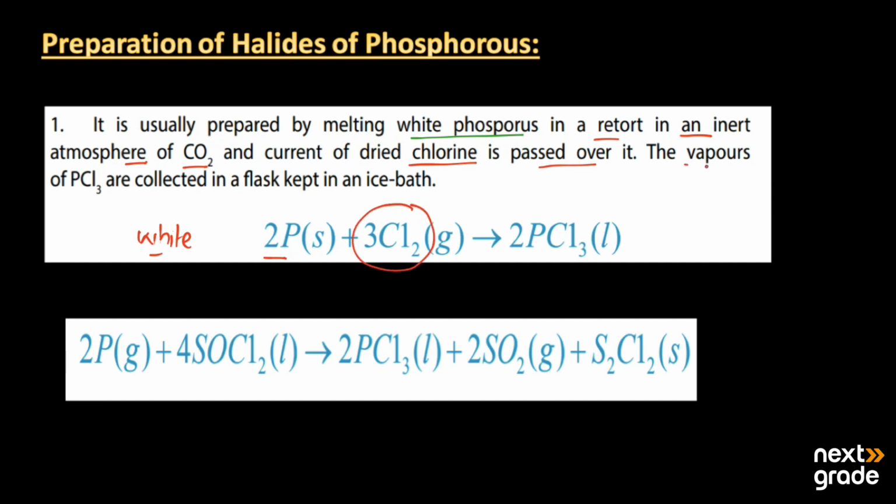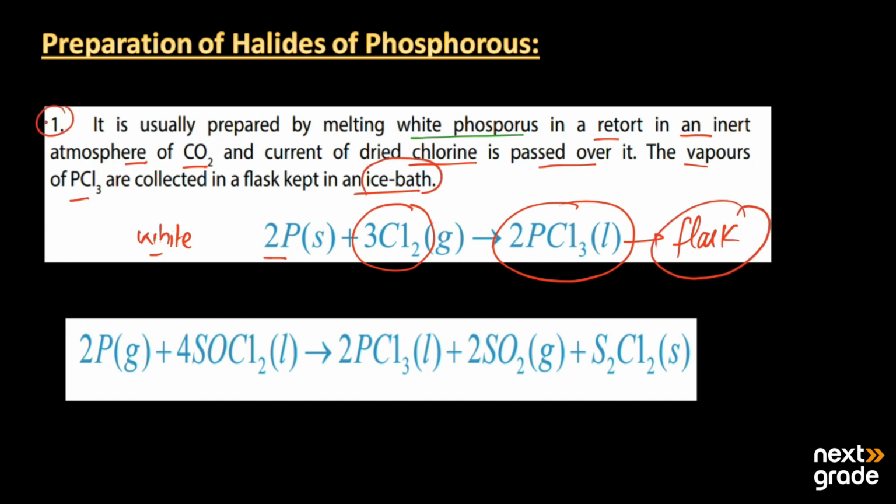Now what happens is that the vapors of PCl3, that is phosphorus trichloride, are collected in a flask that is kept in an ice bath. So it is collected from the flask, and that flask must be kept in the ice bath. In this way, this is the first method by which we can prepare phosphorus trichloride.